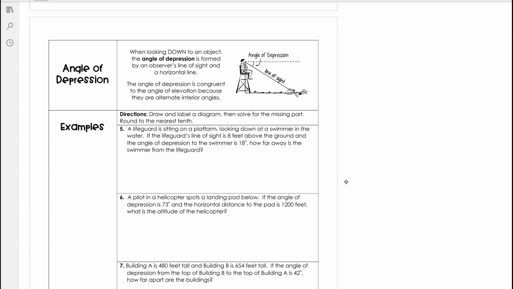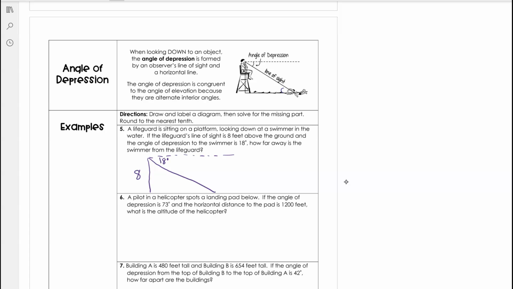So angle of depression, notice we need to use our knowledge about parallel lines and then alternate interior angles. So the lifeguard, this time I'm going to redraw this. The lifeguard is sitting on a platform that is 8 feet above the ground. His angle of depression to the swimmer. So now the angle of depression is straight out.